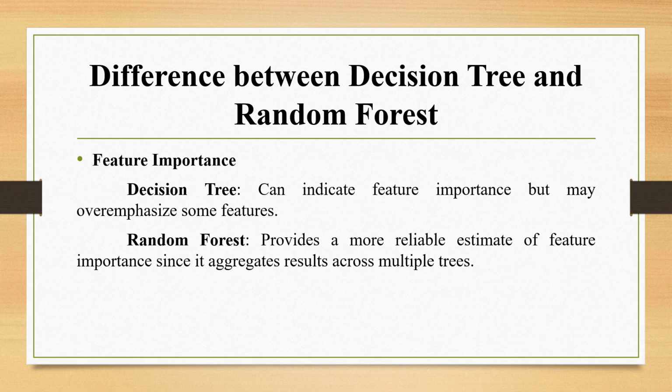So the next one is feature importance. In a decision tree, it can indicate feature importance but may overemphasize some features. In a random forest, it provides a more reliable estimate of feature importance since it aggregates the results across multiple trees.